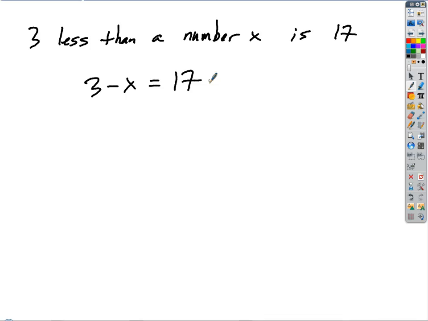So, what about in this case right here? What if x could be any number? What if it were 10? And then that would be the answer, wouldn't it? But 3 less than 10 would be what? 7. Would be 7. Okay, so if 3 less than 10 is 7, right? So if x is 10, does 3 minus 10 equal 7?